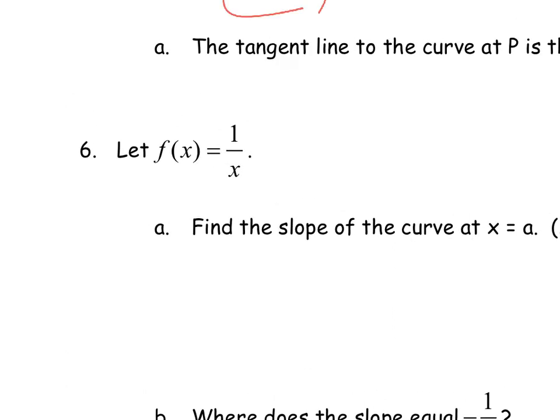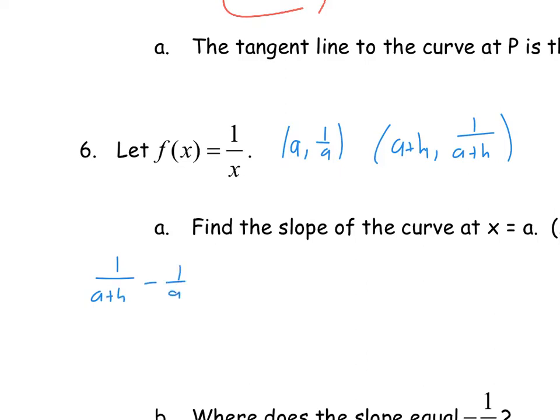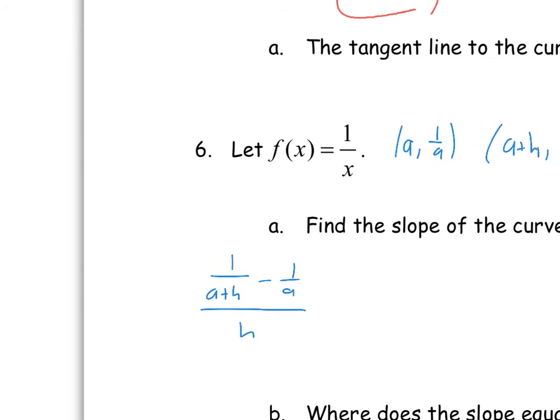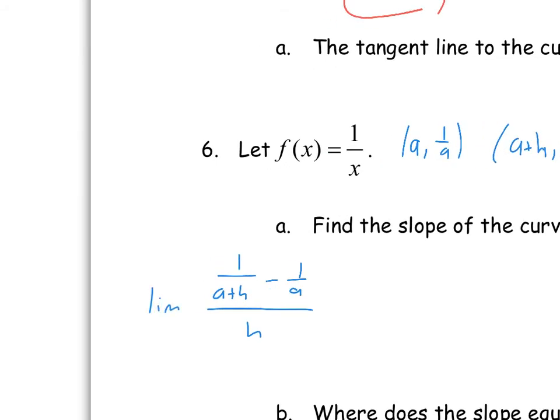So the points are (a, 1 over a), and then something slightly bigger than a, so a plus h, and then f of a plus h, which is 1 over a plus h. Okay, so now we have our y2, 1 over a plus h, minus y1, all over x2 minus x1, which we know is going to be h. Now remember, we're actually doing the limit of this as h goes to 0. So really I should write this every single time, although I typically don't, but just know that you're finding a limit.